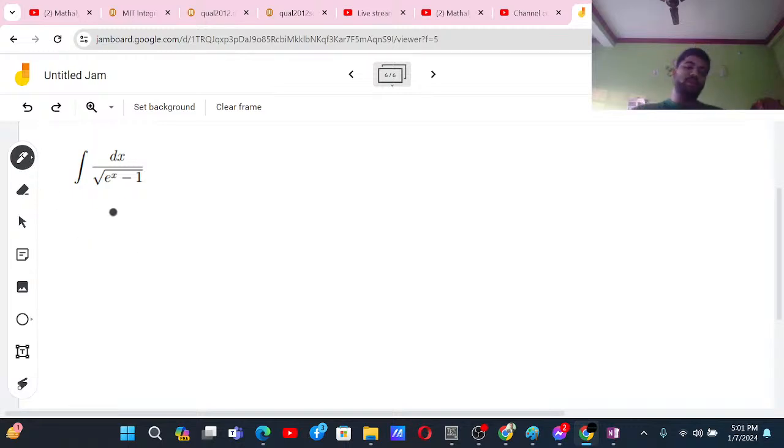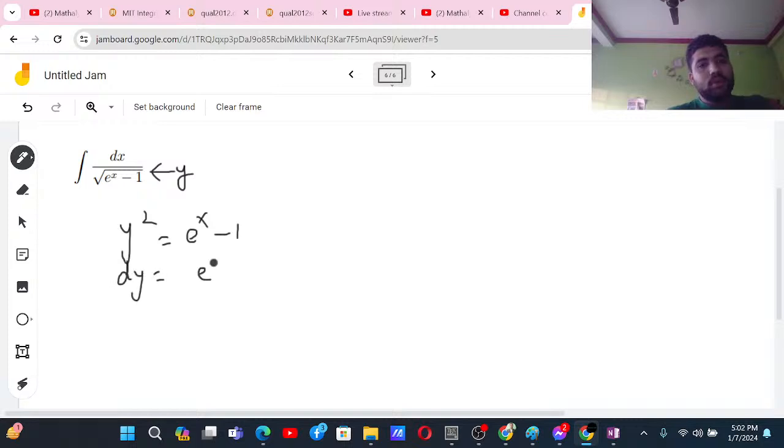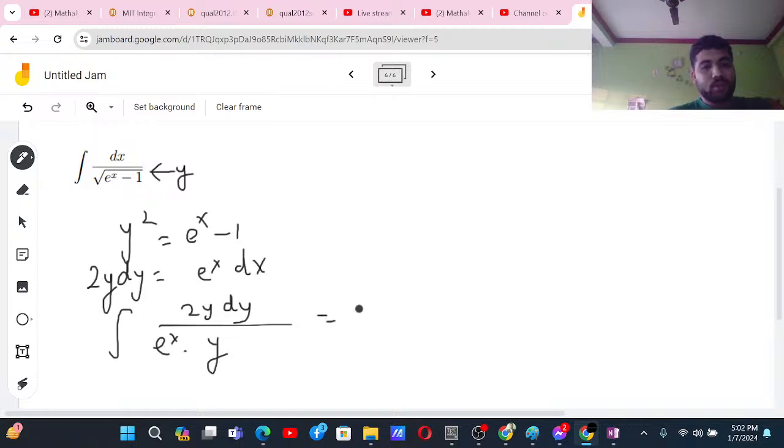So when things are messy, we can just try to let the messier thing be y. That's a pretty good approach for most of the problems. So y square equals e to the power x minus 1. And now we'll have 2y dy equals e to the power x dx. So let's see how we solve this. I'm not really sure if it will be solved or not. Now dx will be 2y dy by e to the power x. And e to the power x is actually y square plus 1. So now this is 2y dy by y.